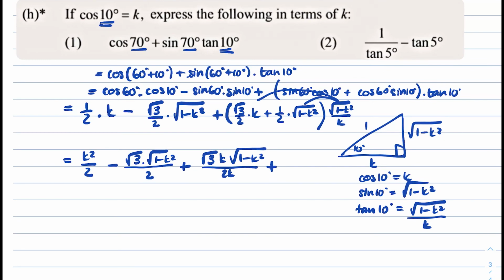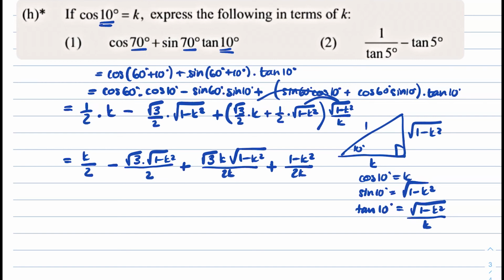Plus, in this first one here, we're going to have 1 times the root of 1 minus k squared times the root of 1 minus k squared. So we're multiplying that root by itself, that's just going to be 1 minus k squared. And in our denominator, 2 times 1 times k, 2k. Sorry, not k squared, let's leave it as k.